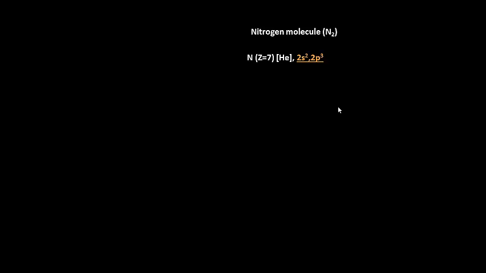Let us try to understand the molecular orbital diagram for nitrogen molecule. A nitrogen molecule has two nitrogen atoms. As atomic number of nitrogen is 7, which means there are 7 electrons in nitrogen. So the electronic configuration of nitrogen is helium 2s2 2p3. As nitrogen molecule has two nitrogen atoms, we need to first consider atomic orbitals of nitrogen.